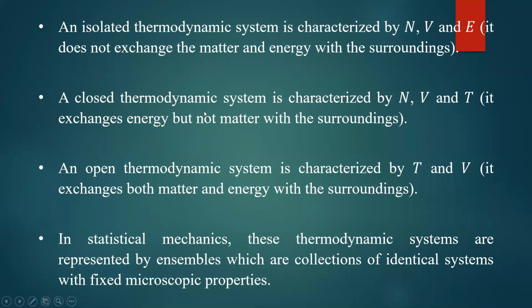Okay, a closed thermodynamic system is characterized by N, V and T. It exchanges energy but not matter. Okay, it exchanges energy, so E will change. So N, V and T will be constant. Number of particles will remain the same, volume will remain the same, temperature will remain the same. So it will exchange only energy but not matter with the surrounding.